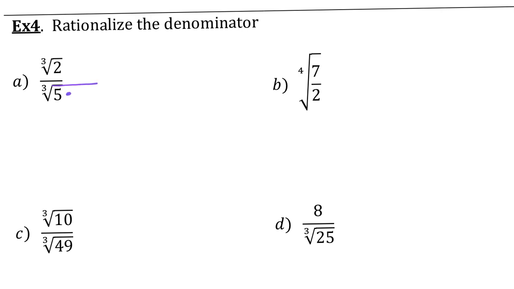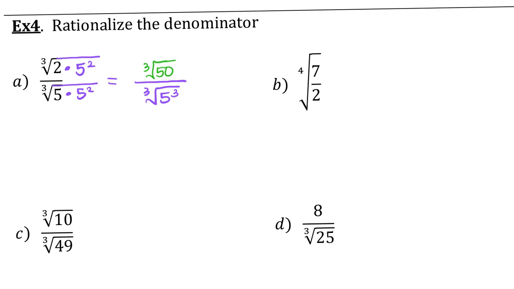How many more 5s do I need to make this 5 to the third? I need 2 more, so I'm going to times by 5 to the second. If I do it at the bottom, I have to match it at the top. I don't care if there's a radical at the top, so I just put whatever's at the bottom. Let's bring it over. So on the bottom now, I have the third root of 5 to the third. On the top, I have 2 times 5 to the second. 5 to the second is 25, times 2 is 50. And I times out the top because nothing good comes of it.